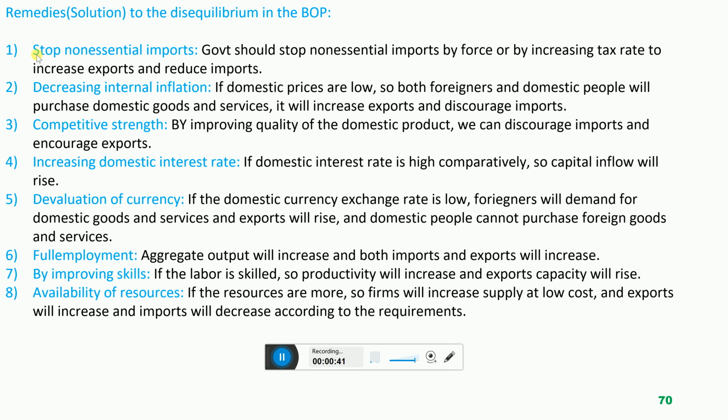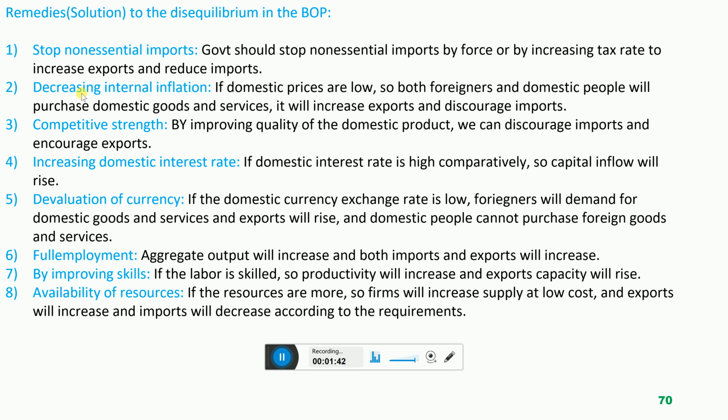So the first solution, stop non-essential imports. The government can stop by law, by force, non-essential imports. When non-essential imports stop, automatically exports will be more than imports, or at least exports will be equal to imports. Government can stop by law that no one will import non-essential, unnecessary goods and services. As well as the government can stop these unnecessary imports by increasing custom duties. Automatically imports will decrease and exports will improve. So this is one solution.